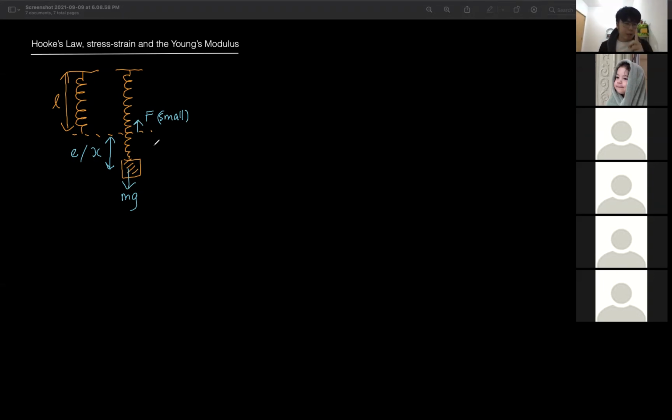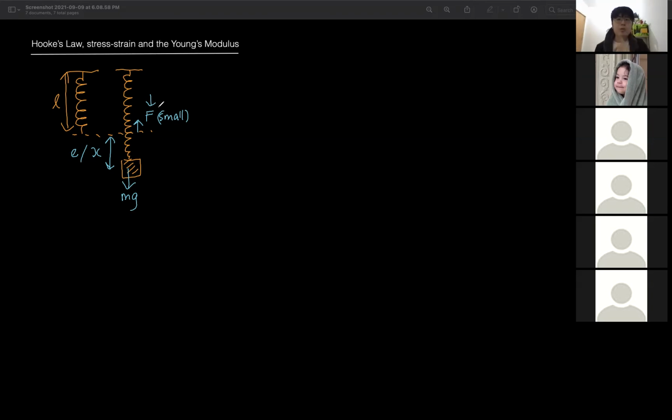Okay, this force, what type of force is this? This force is a variable force. Is it a constant force? It is not a constant force because it changes according to distance, right? The greater the distance, the greater the force. So it is never a constant force. It is a variable force.